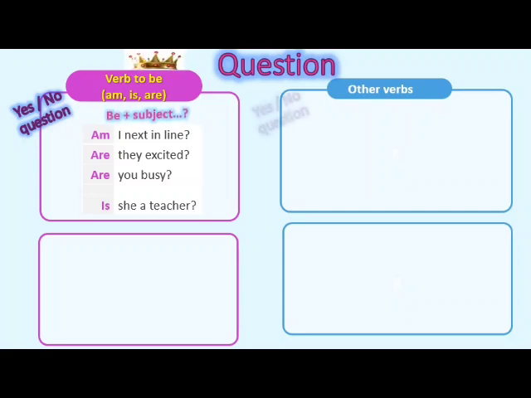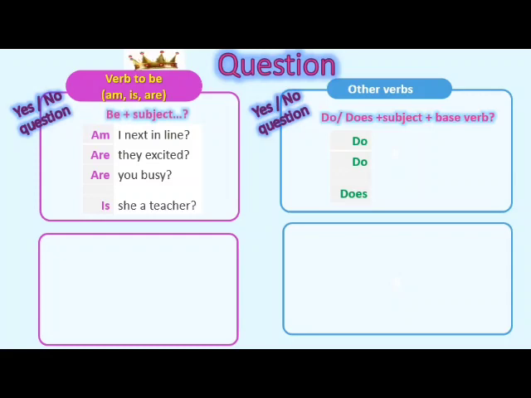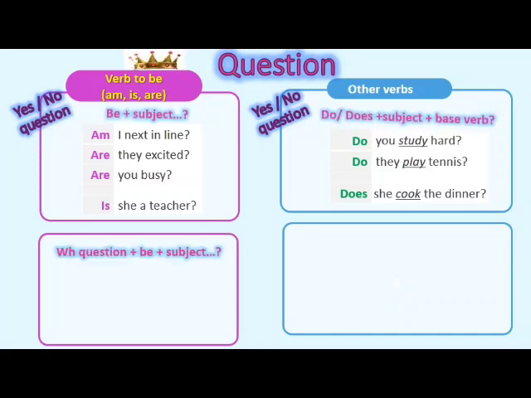With the other verbs, for yes or no questions, we use do or does plus the subject plus the base form. Do you study hard? Do they play tennis? Does she cook the dinner?